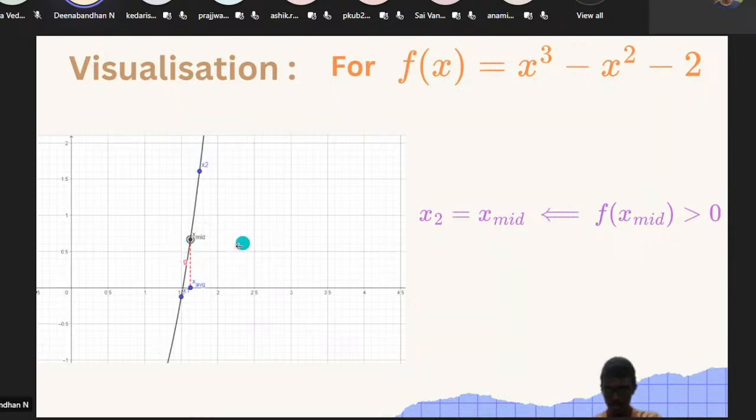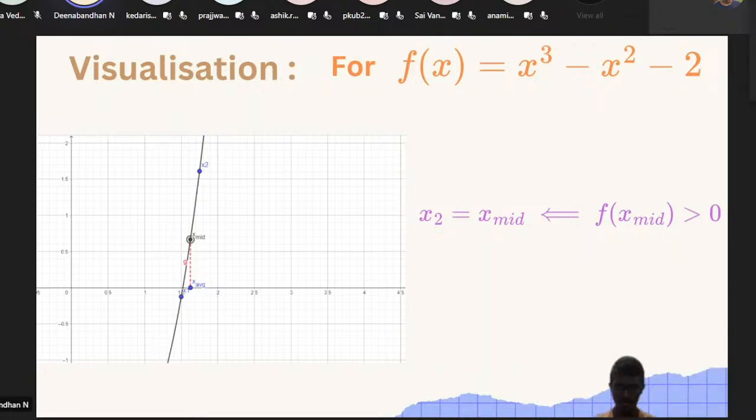So now what does it become? X1 is still 1.5, and x2 becomes this new x mid, which is 1.75. All right. So now I think you can intuitively imagine what we are doing: from both directions, we are moving closer to the x-axis. Taking an average is one step in doing that. We are going closer and closer to the x-axis.